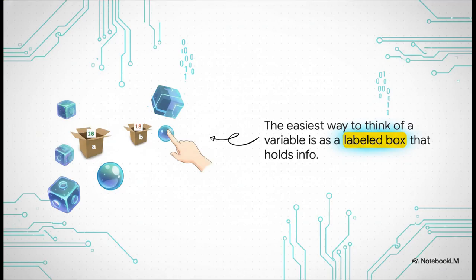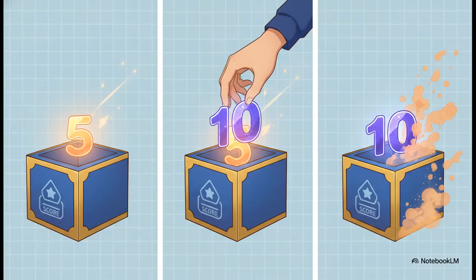Just picture these little boxes. Each box has a label on the outside, that's the variable's name, and each box holds something on the inside. That's what programmers call its value. So a box labeled A is holding the number 28. See? The name is the label, and the value is what's inside. Simple, right? Now, here is a super important rule for our magic boxes.